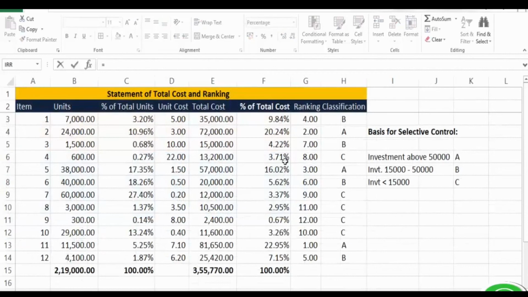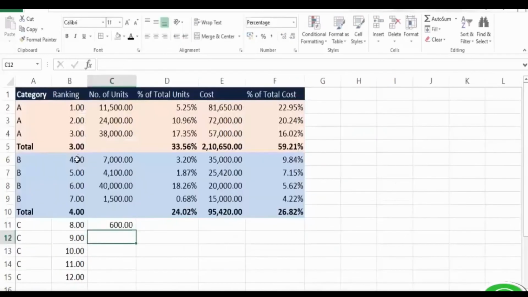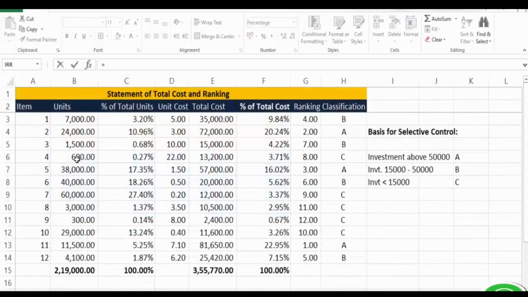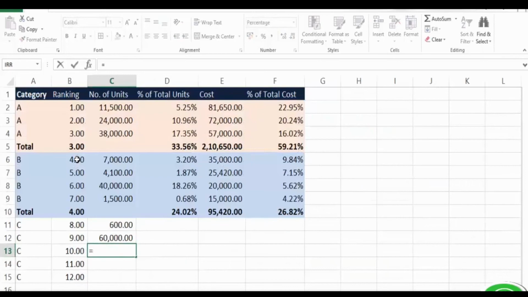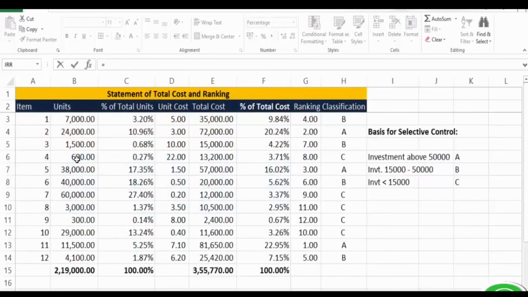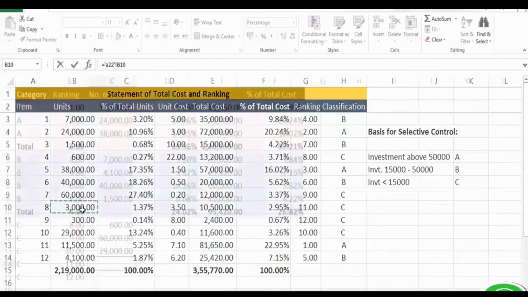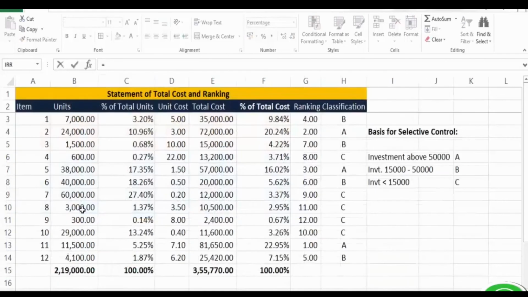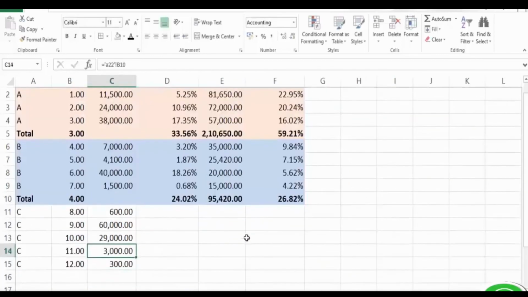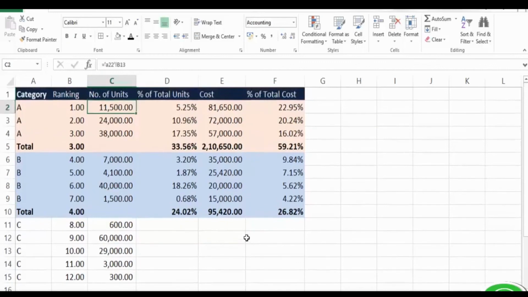When the rank is 8, the number of units are 600. When the rank is 9, the number of units are 60,000. When the rank is 10, the number of units are 29,000. When the rank is 11, it's 3,000. When the rank is 12, it's 300. Okay, and once this is done, we can pick up the percentage of total units.